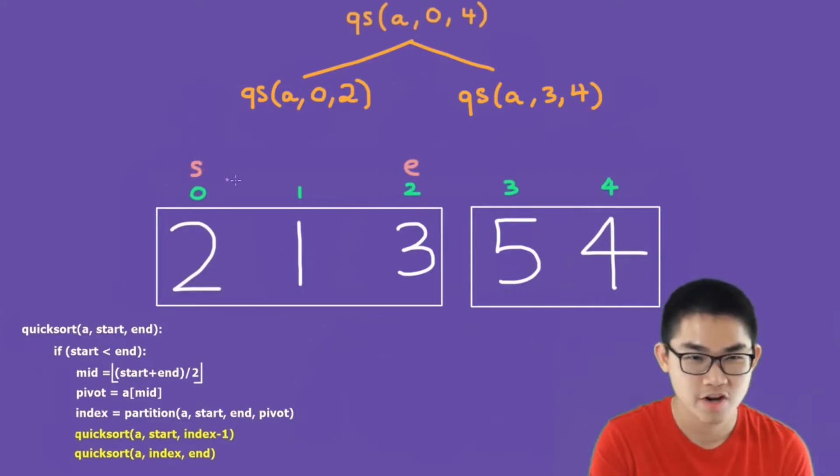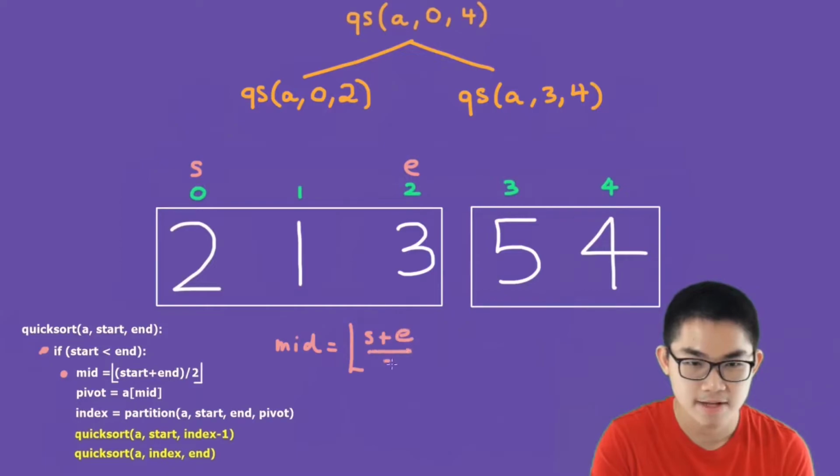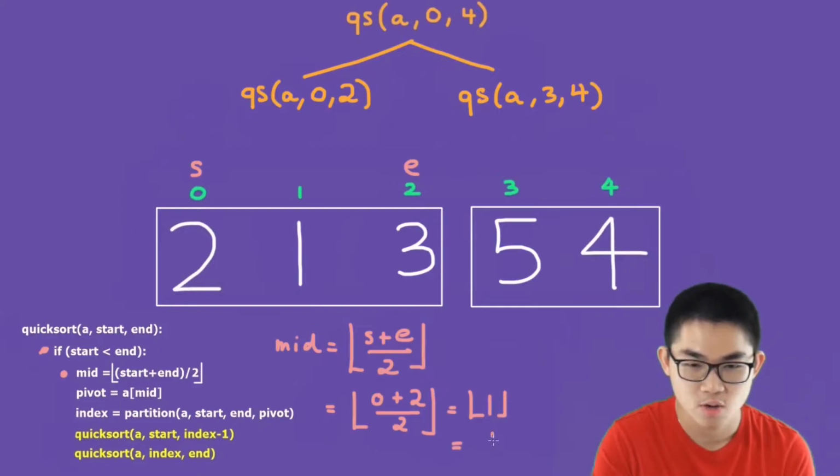We're going to put the start and the n in this subarray, and now we check, is the start less than the n? Yes, it is. So we calculate the mid. The mid would be equal to the start plus the n divided by 2, and we round down. So this would be equal to 0 plus 2 divided by 2, which is 1, and 1 rounded down is just 1. And so this here is the mid, which means that the pivot is this number 1 right here.